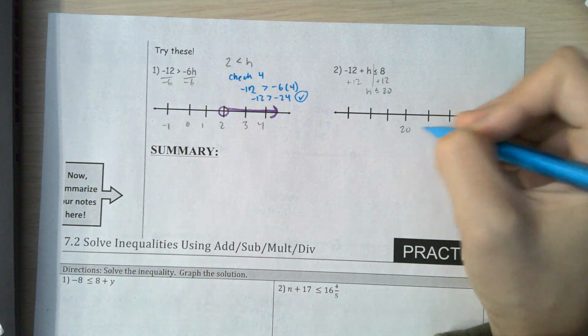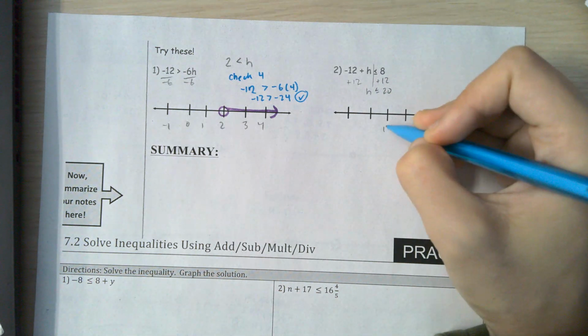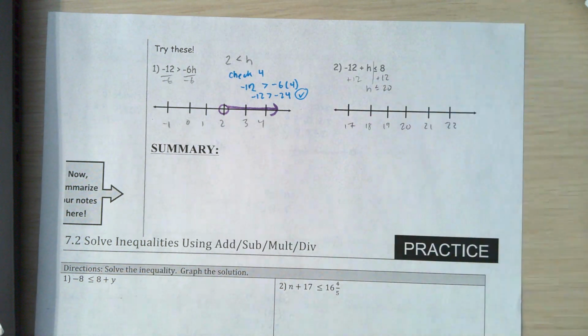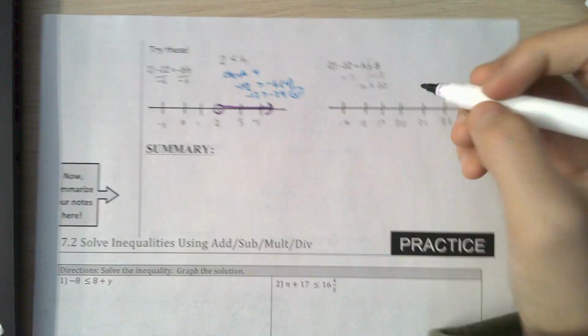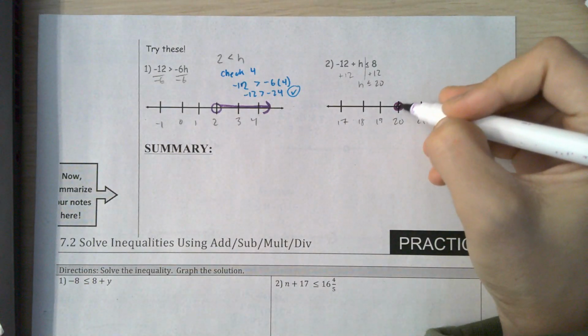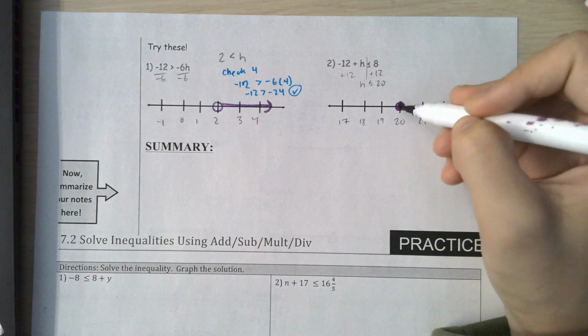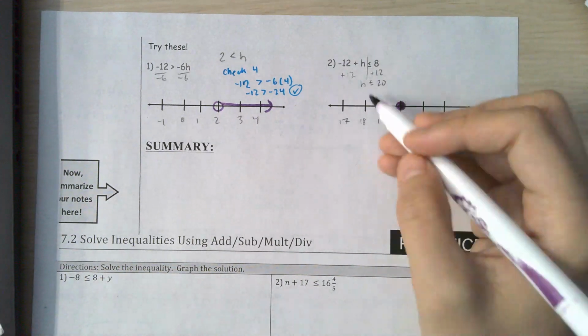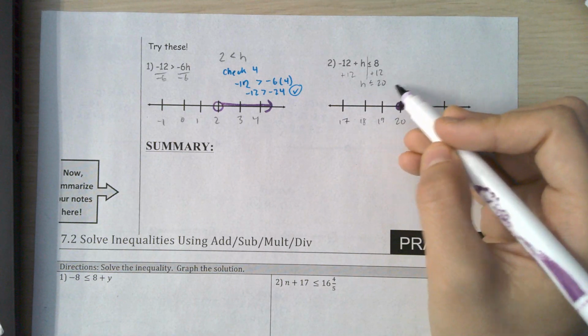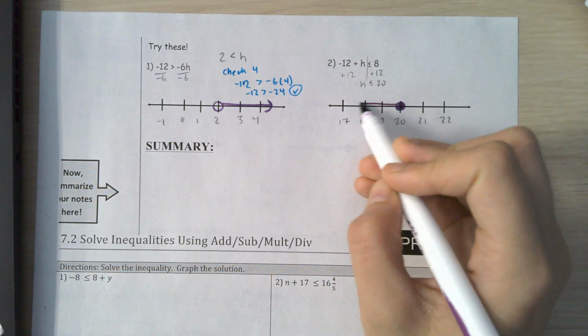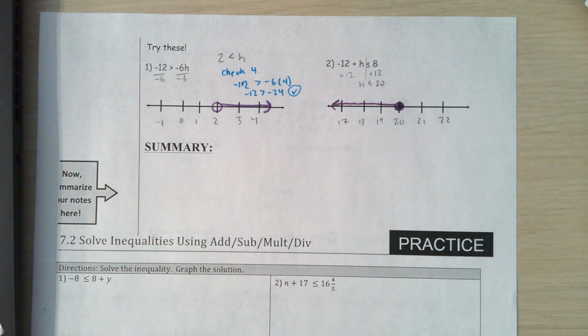So we have 20, 21, 22, 19, 18, 17. We have an open circle, sorry, a closed circle. I said open, but I drew closed. It's a closed circle because of the equal sign right there. It's saying h is less than or equal to 20. So like 19 is less than 20. Right, so I'm going to draw it that way.